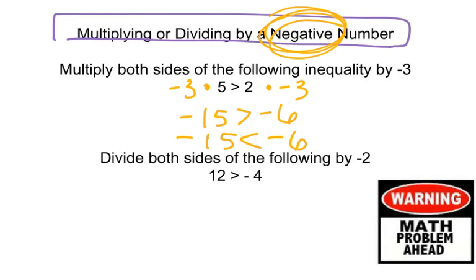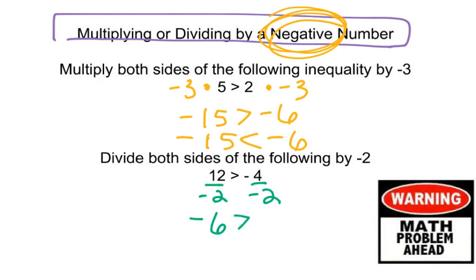On this bottom one, we've got to divide both sides of the following by negative 2. So I'm going to take this side and divide by negative 2, and this side and divide by negative 2, because we know with equations and inequalities, as long as we do what to one side, what we do to the other, it keeps the inequality true. 12 divided by negative 2 is negative 6.